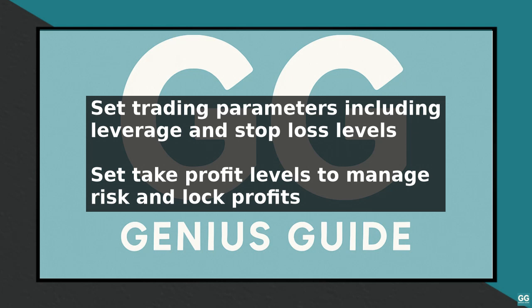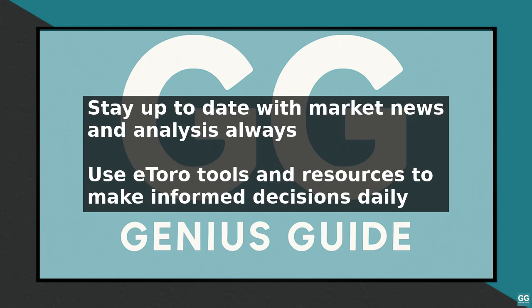To place an order, click on the Trade button and select the order type. You can then set the order parameters, including the amount, leverage, stop loss, and take profit levels. It is crucial to understand the different order types and use them correctly to achieve your trading goals.